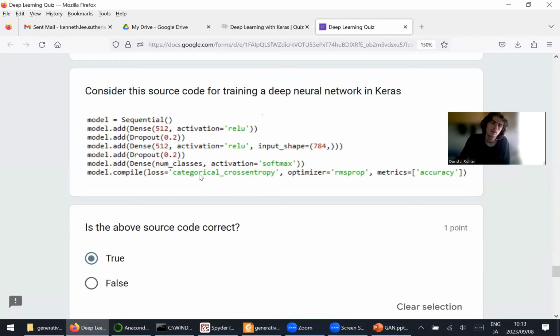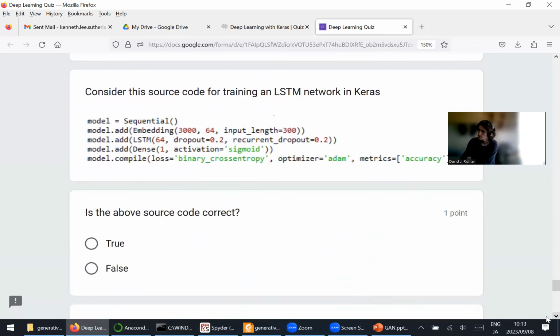And then the loss function is categorical. If this were binary, I've made this mistake before, I had a binary with a softmax. RMSprop. Okay, so it looks good to me. I don't know. So is the above code correct? So maybe, I don't know, embedding or LSTM. It seems strange to just add LSTM.